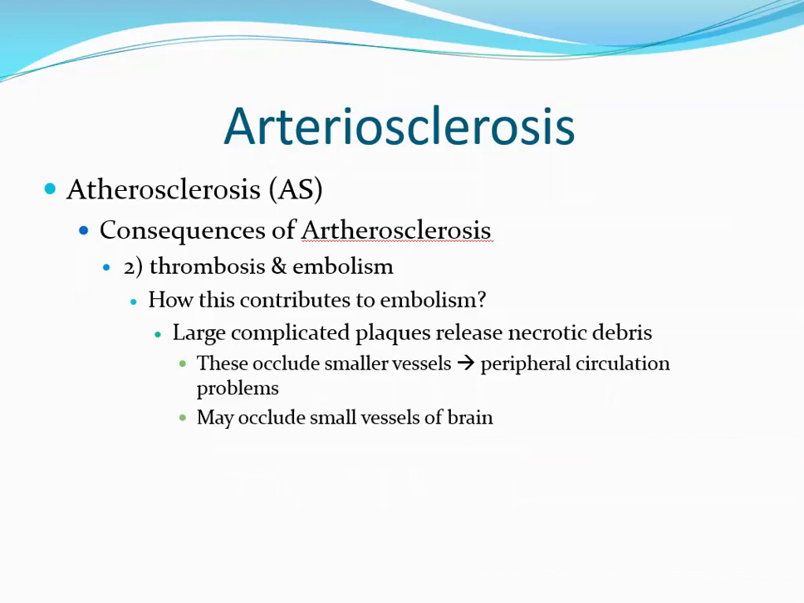Now, how does atherosclerosis contribute to an embolism? Large complicated plaques begin to have the ability to release necrotic debris into the blood. These will travel through the blood and end up occluding smaller vessels. If it's in the peripheral circulation, this can cause problems as well as possible occlusion of the smaller vessels of the brain.